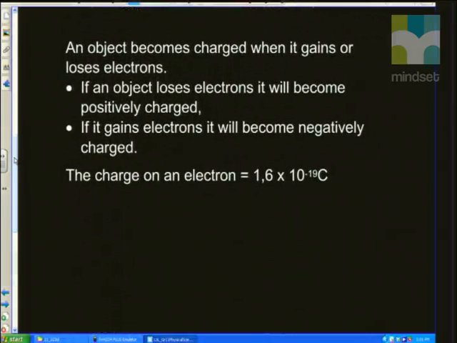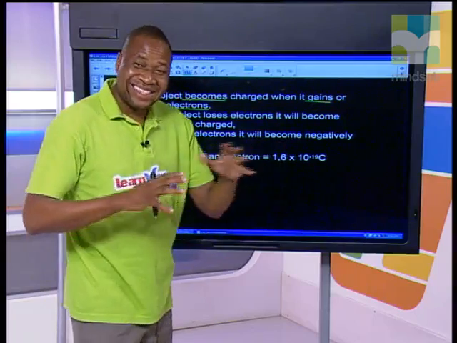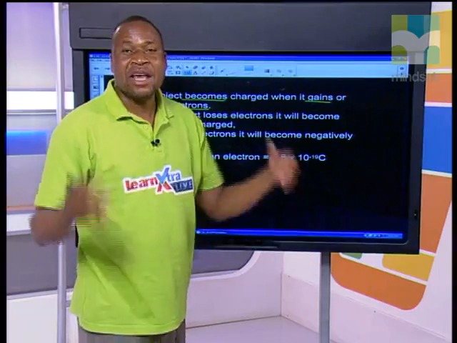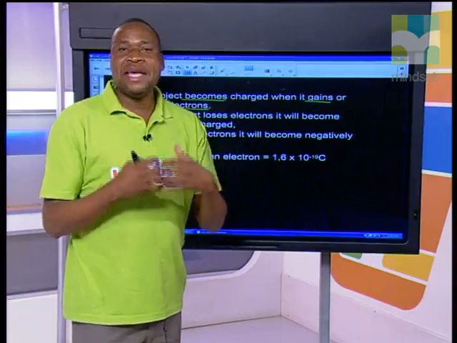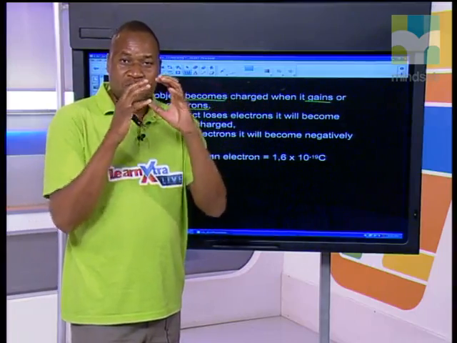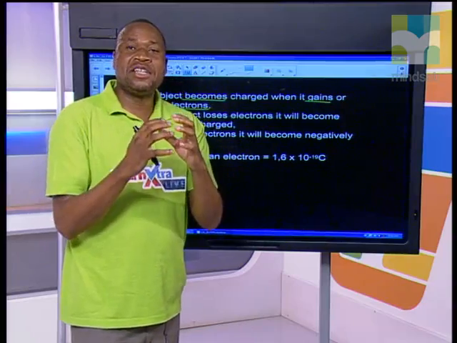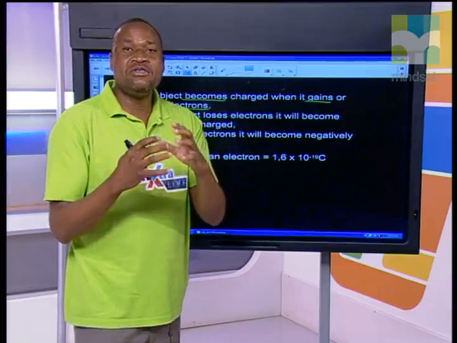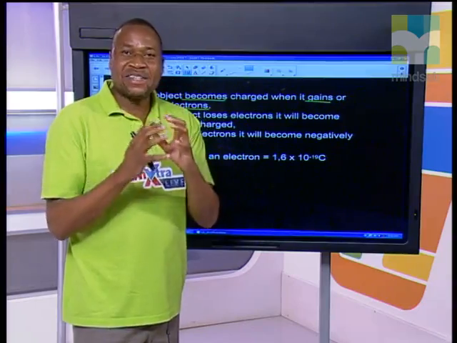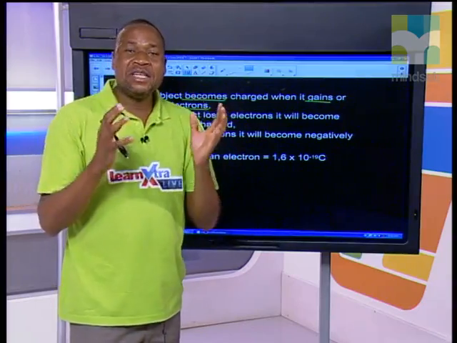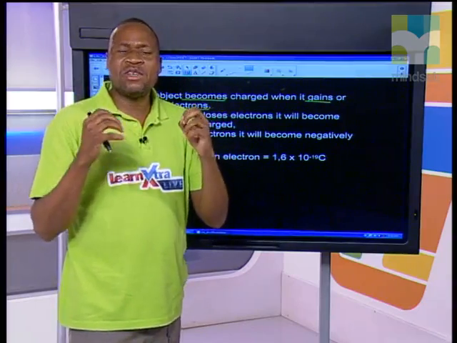An object becomes charged when it gains or loses electrons. Okay? So what actually happens here is that it's only electrons that move around. Remember that objects are made of atoms. Atoms have a nucleus, where the positive charges are found, called protons, and the neutrons that are neutral. These ones are not moving. But around it, in energy shells, we've got what we call electrons.